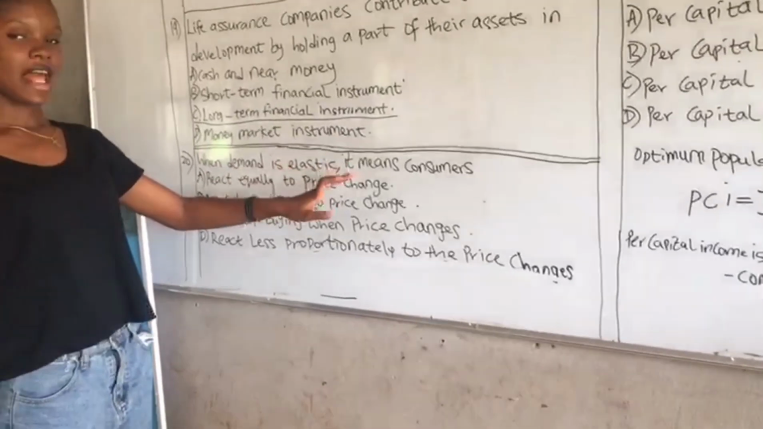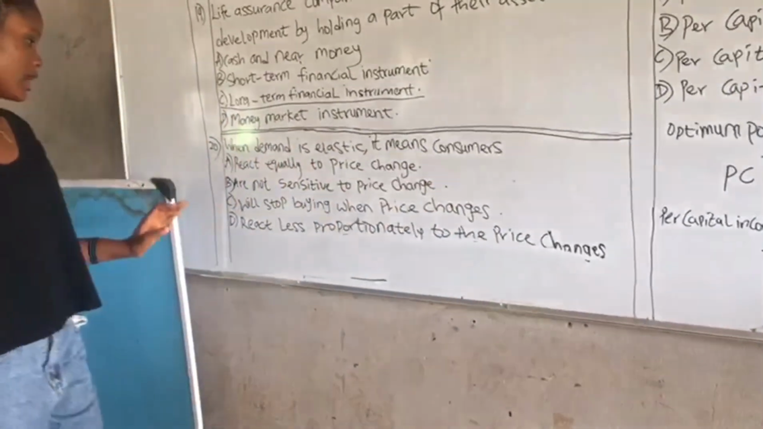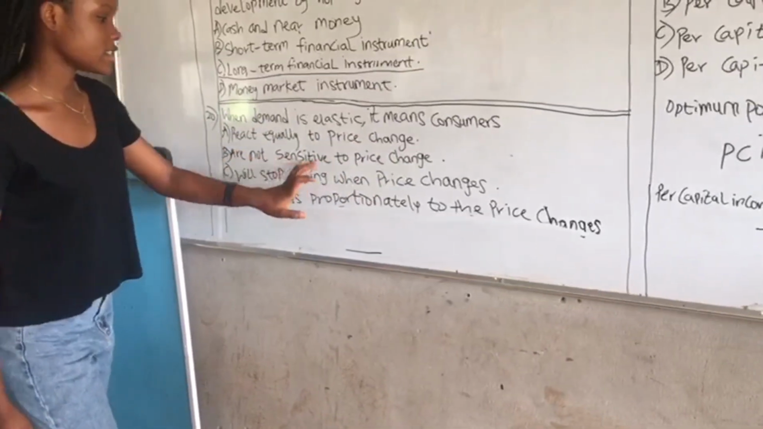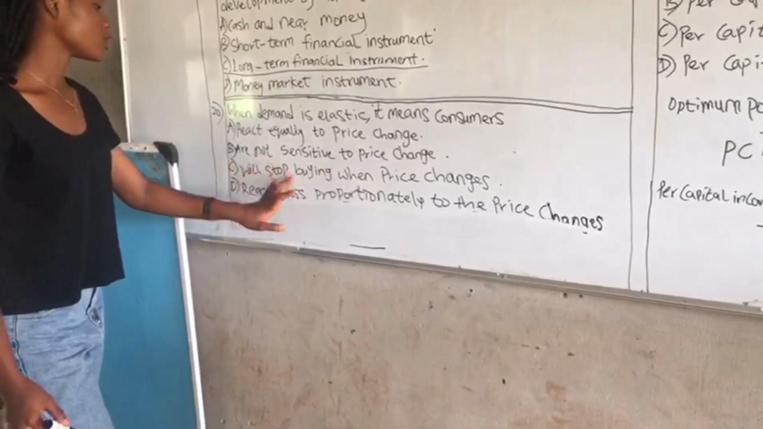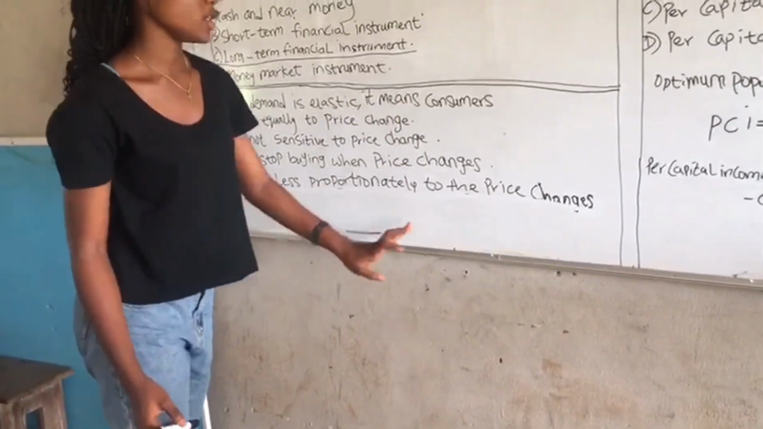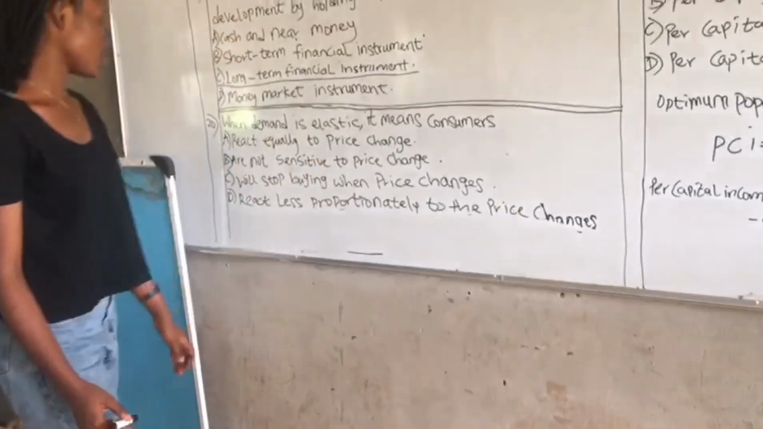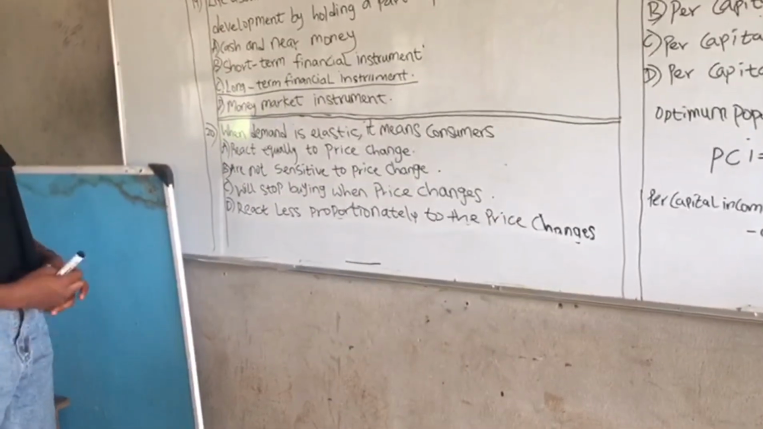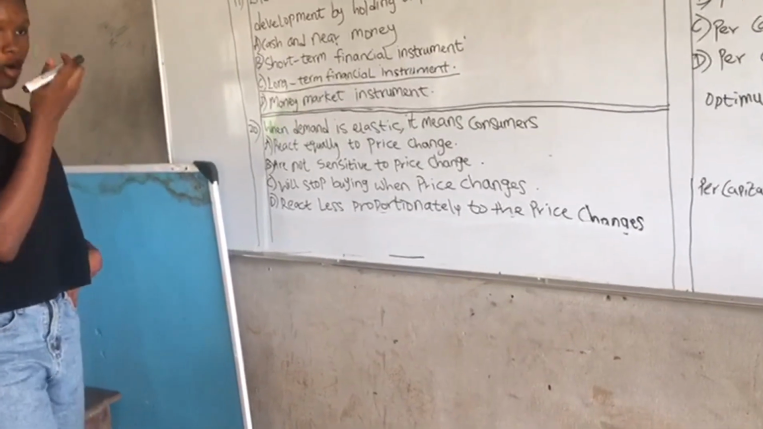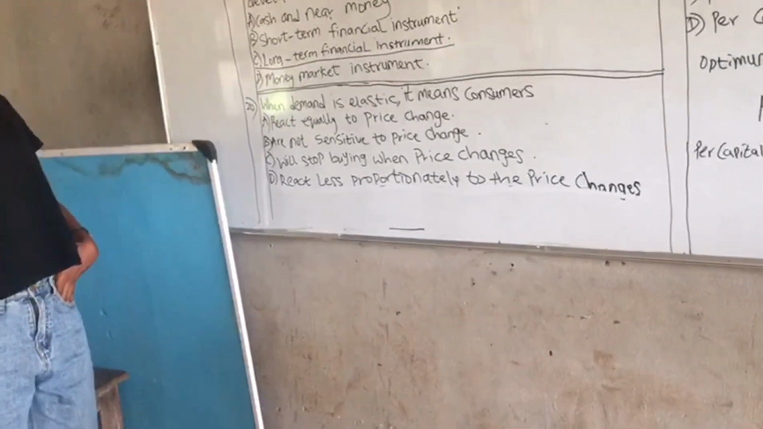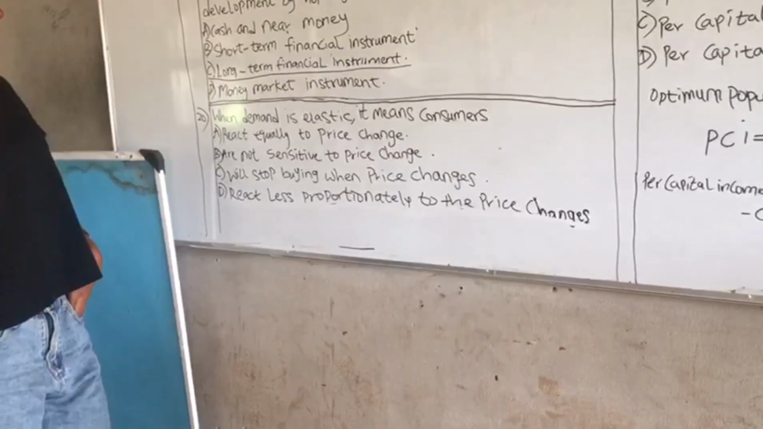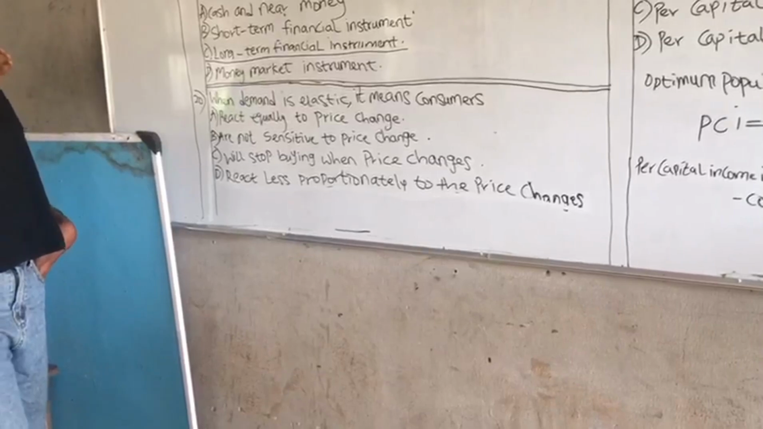When demand is elastic, it means consumers A, react equally to price changes, B, are not sensitive to price changes, C, will stop buying when price changes, D, react less proportionately to the price changes. So what is elastic demand? Elastic demand occurs when there is a small change in the price of a commodity, which will lead to a large change in the amount of goods and services bought by the consumers.